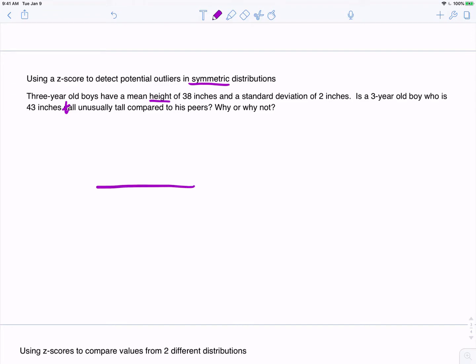Now, in order to explain why the z-score can help us do this, I'm just going to revisit something called the empirical rule. So I'm going to draw a unimodal symmetric distribution. I'm just going to smooth it out. And so this is a picture of a unimodal distribution, always centered at the mean.